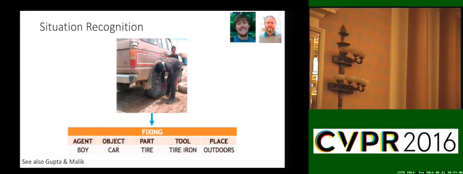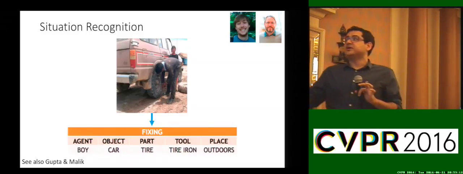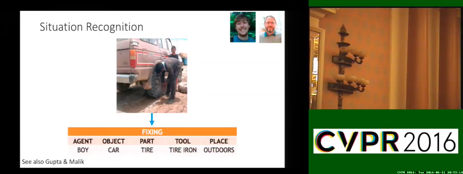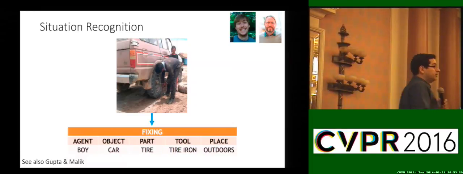Remember, this is a structure that summarizes what's happening in an image. Not only do I need to predict a boy fixing, but I also need to understand that the boy is the agent of the verb fixing, the tool is a tire iron, and the object of this verb is a car. So I need to figure out how I'm going to deal with this problem.